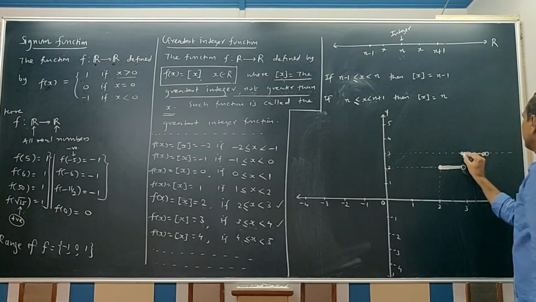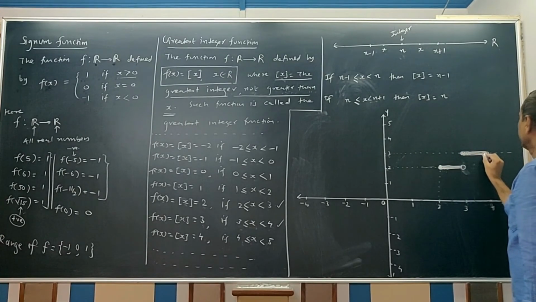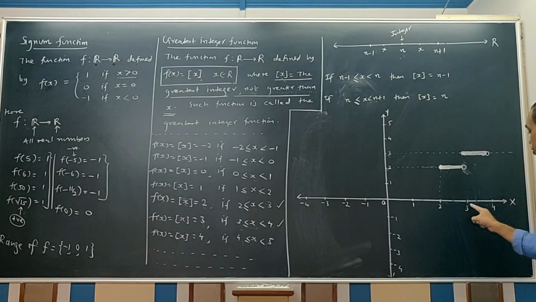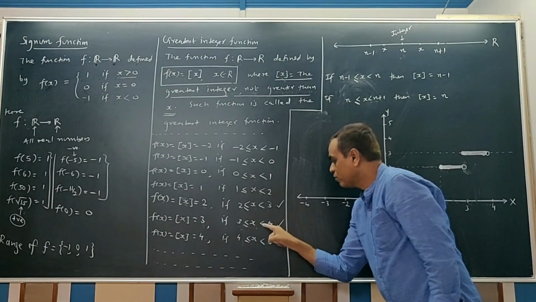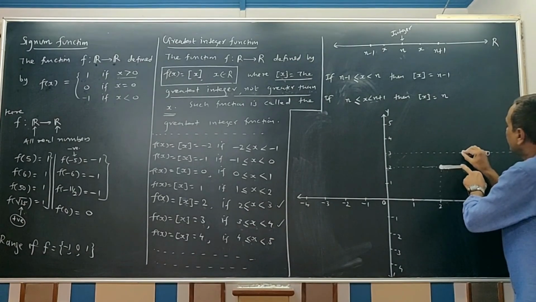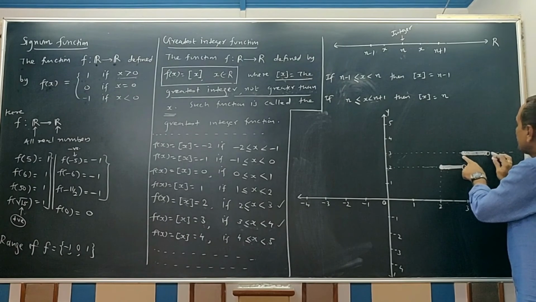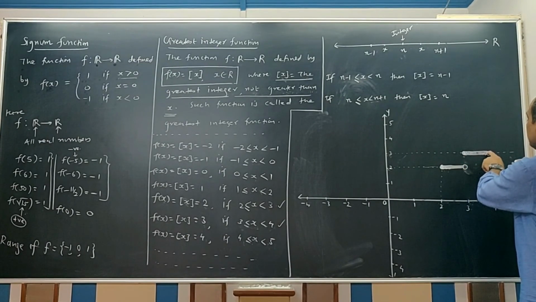So the presentation of the set of points for all x belonging to 3 to 4, including 3, excluding 4: all the points are on this line segment, which is closed on one side and open on the other side. This is the open end. Delete.